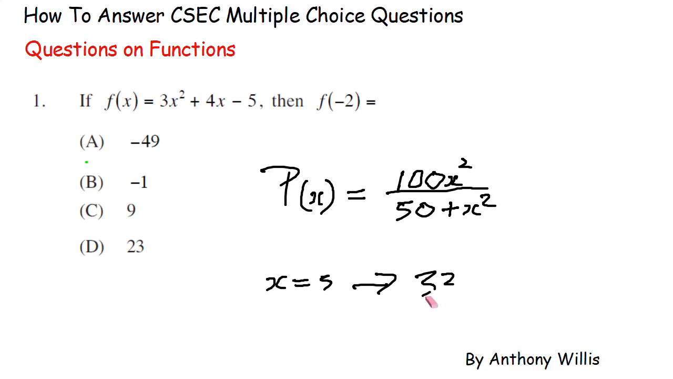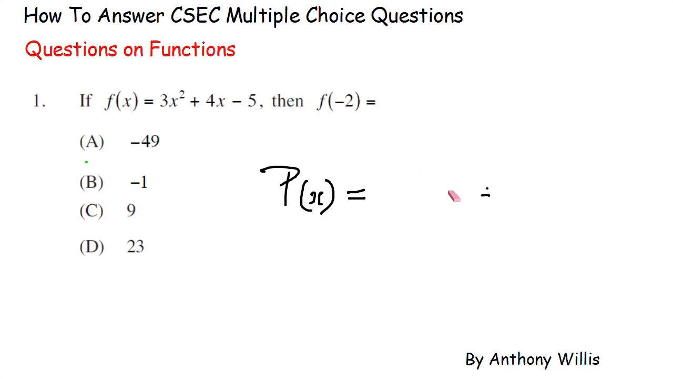In this set of videos, we'll answer a set of multiple choice questions and so on. Now, to be able to answer this question, you have to understand the notation. So this question tests your understanding of function notation. This reads that the function f of x is such that it's equal to 3x squared plus 4x minus 5. What is the value of the function when x is equal to minus 2?